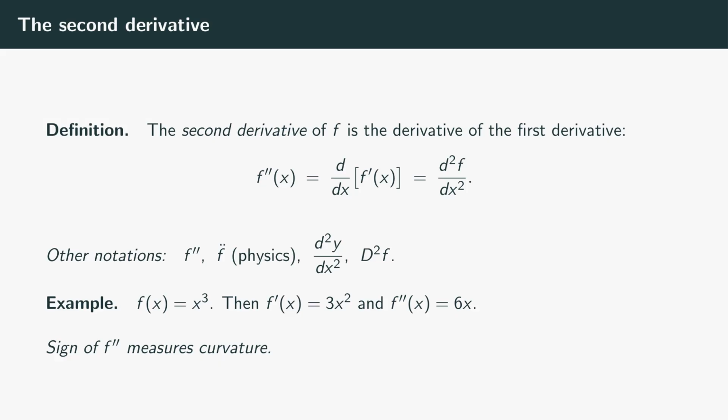The first derivative measures the slope of the function. The second derivative measures the slope of the slope, that is, how the slope is changing. And that change in slope is exactly what we mean geometrically by curvature, by bending. The sign of f double prime is going to be the key. Positive bends one way, negative bends the other.